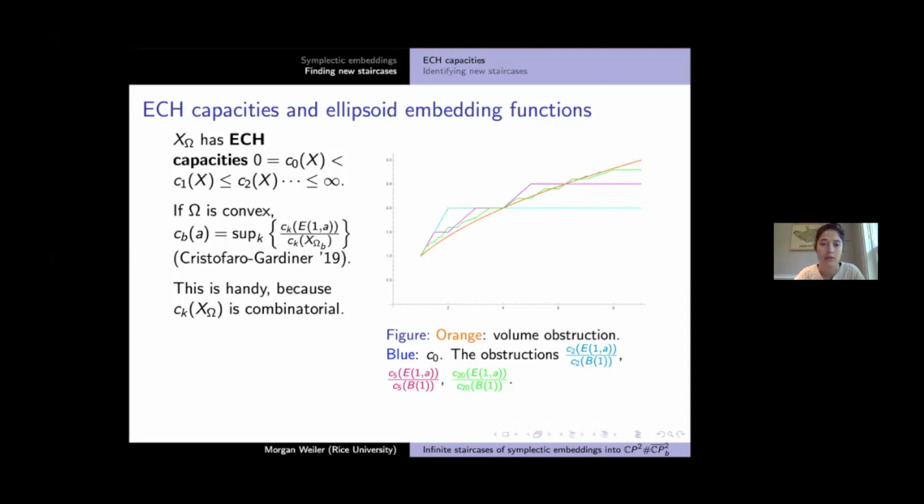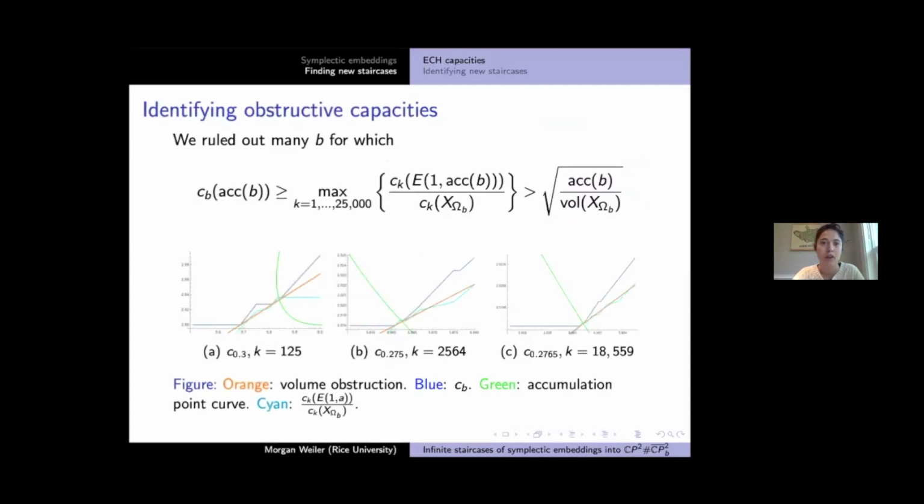So this is great news, but we still have to take a supremum over an infinite set, so we're never going to be able to get our computer to do all the work for us. How are we going to do this? Well, we compute for a lot of values of B, 25,000 ECH capacities, and using the Christopher Gardner result, we get this first inequality: C sub B is greater than or equal to this maximum. And if the maximum is strictly greater than the volume obstruction at the accumulation point, then we know that B can't have an infinite staircase.